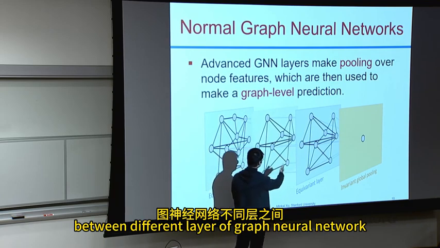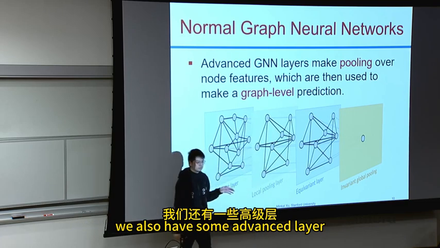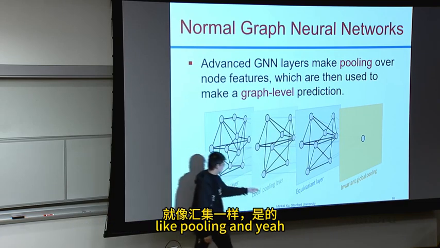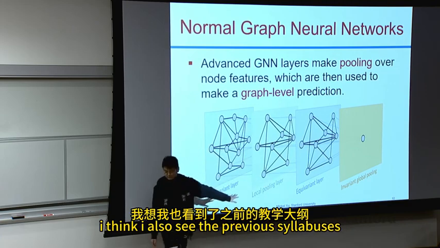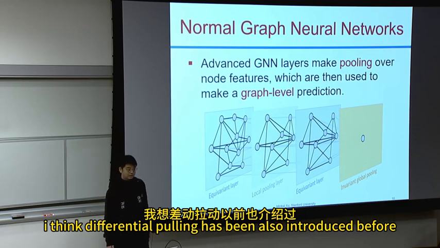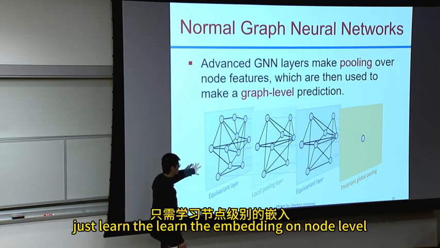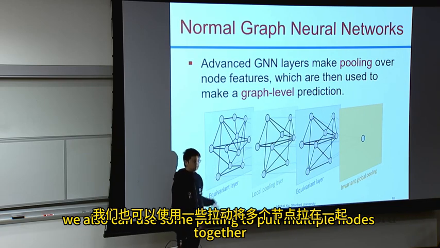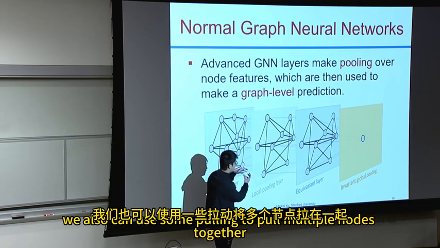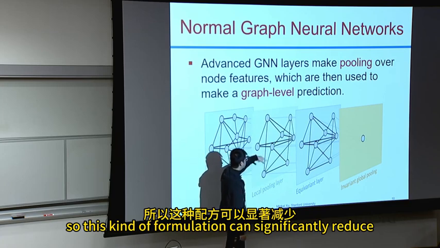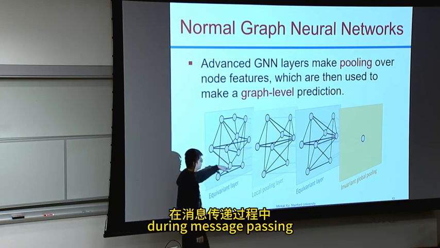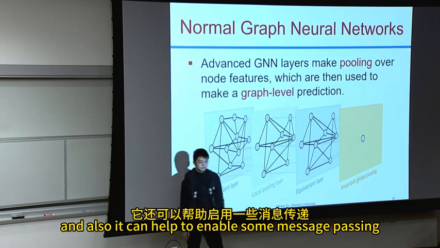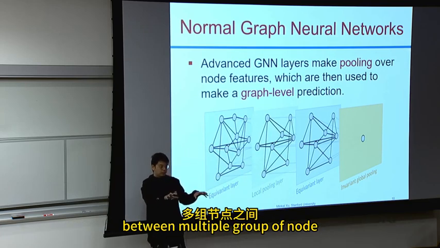Between different layers of graph neural network, we also have some advanced layers like pooling. And I also see the previous syllabus. I think differentiable pooling has also been introduced before. So in addition to just learning the embedding on node level, we can also use some pooling to pool multiple nodes together as a supernode. This kind of formulation can significantly reduce the number of nodes during message passing, and also it can help to enable some message passing between multiple groups of nodes.